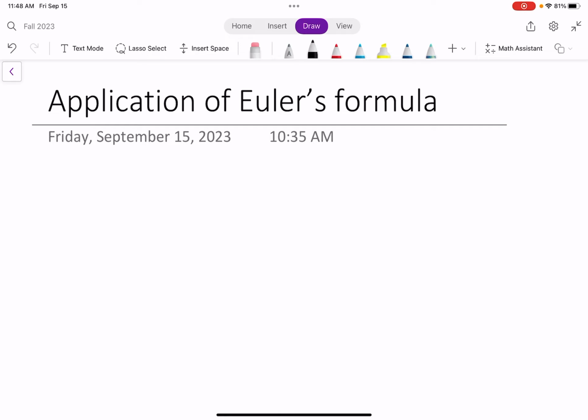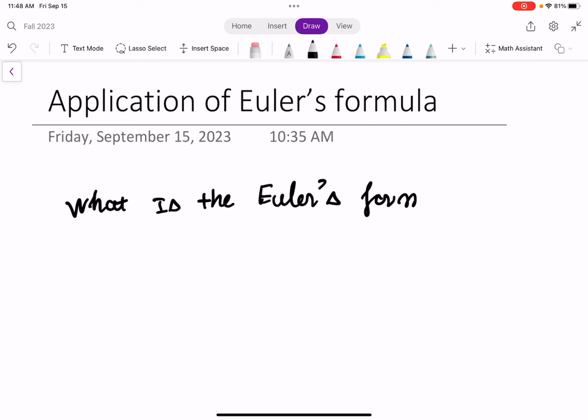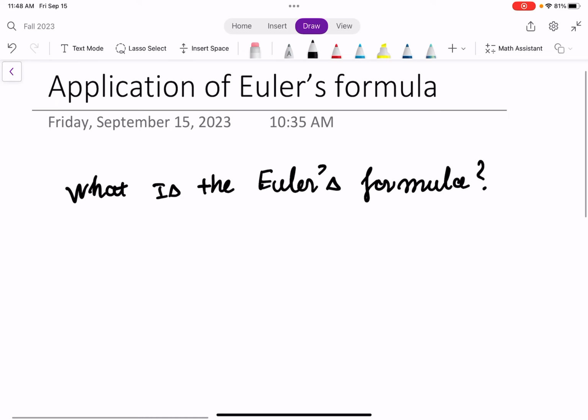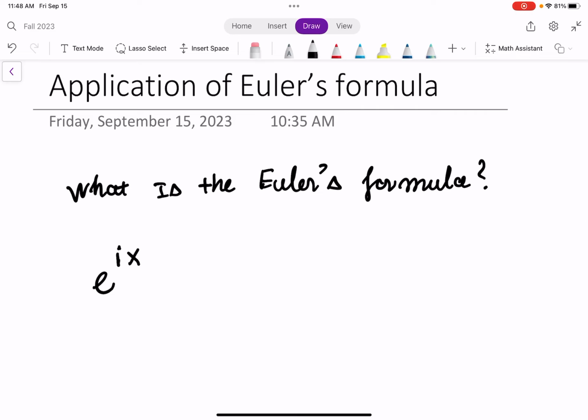So what's Euler's formula? Well, Euler's formula says e to the power of i x, where i is the imaginary unit, equals i times sine of x plus cosine of x.